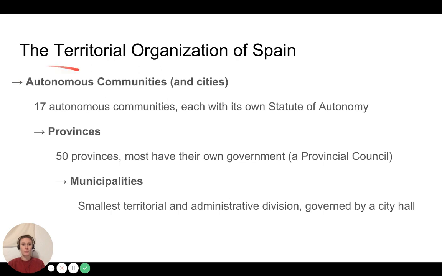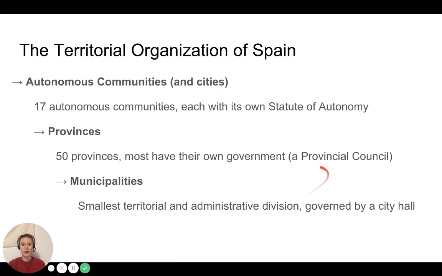The territorial organization of Spain. Autonomous communities and cities. In Spain, we have 17 autonomous communities, each with its own statute of autonomy. We have provinces. There are 50 provinces. Most have their own government and a provincial council. And municipalities, which are the smallest territorial and administrative division governed by a city hall.